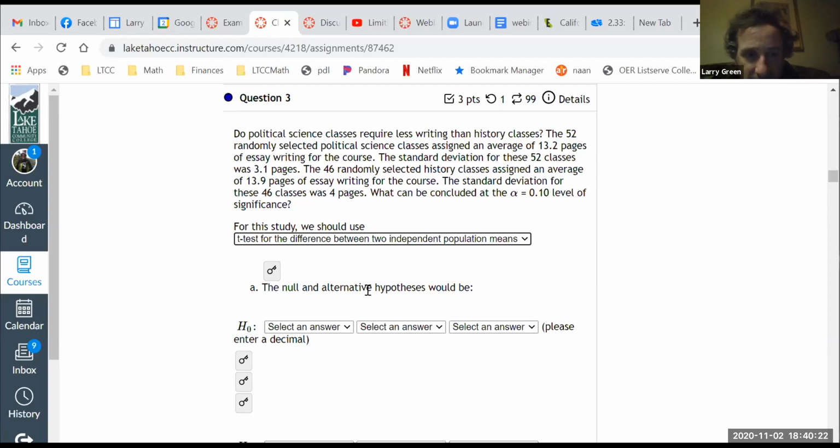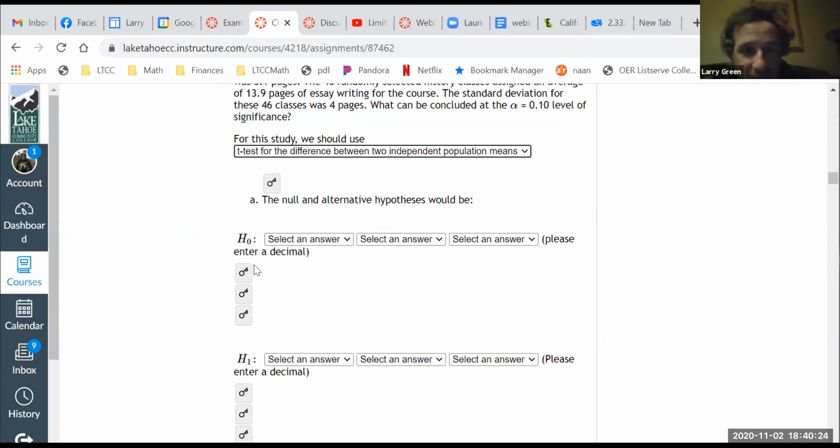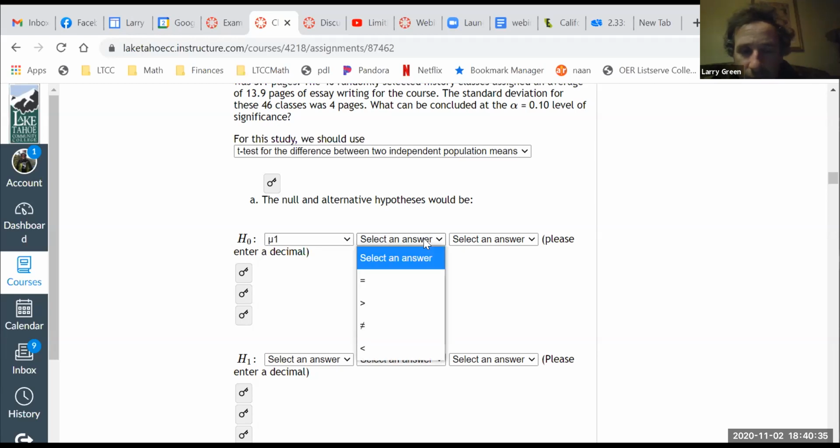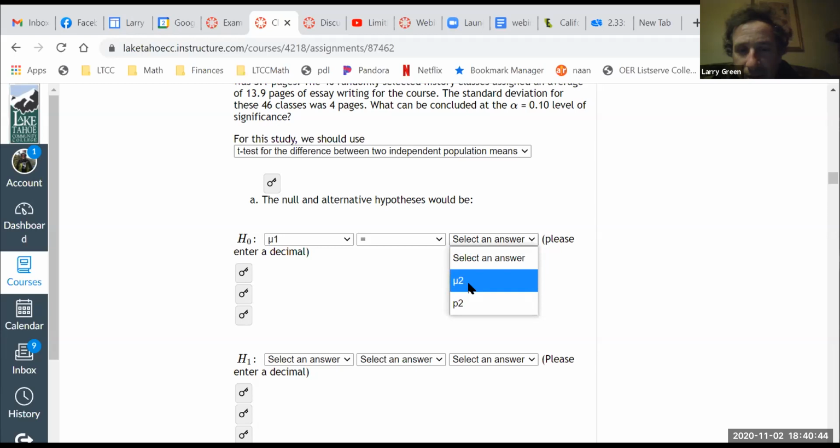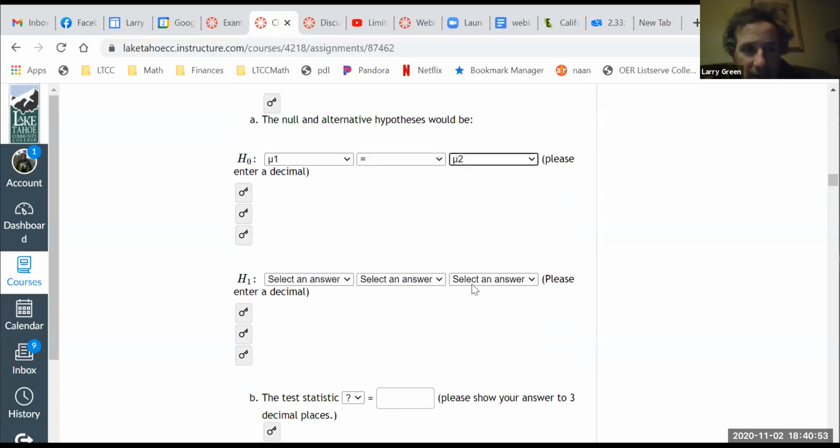Okay, now let's do the null and alternative hypotheses, H naught. Is it a mu or a p? Yeah, this is a mu. What inequality or equality is it? Equal, greater than, not equal to, or less than. This one's equal. H naught is always equal. And mu or p? Yeah, this is mu. Okay. And then H1.